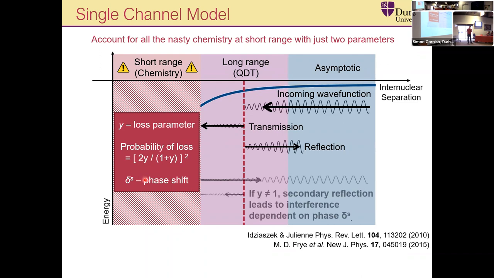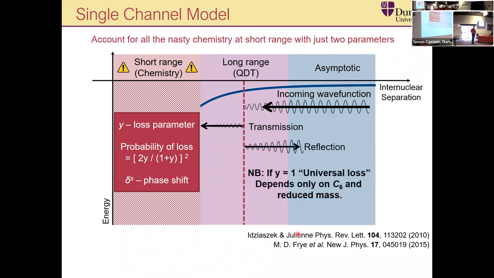So the part that's transmitted to short range can come back with less amplitude, be transmitted again back out, and interfere. And of course, there could be a secondary reflection within this potential. This has already been mentioned in the paper by Julienne, which laid this out. What we've already talked about is universal: if y equals one, in which case everything is lost at short range, that's what we call universal loss.